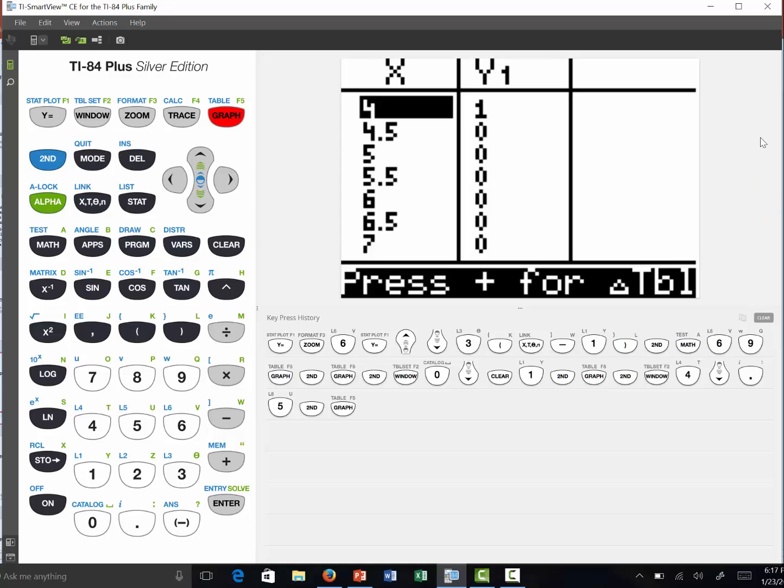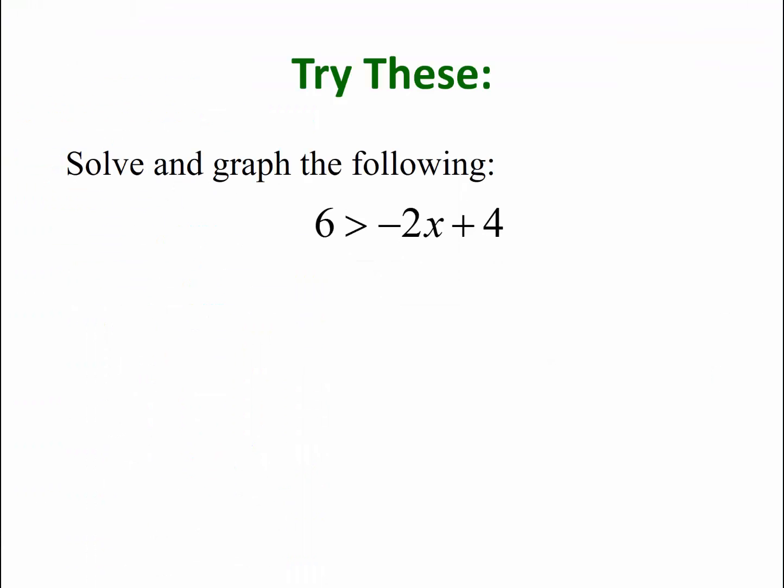Let's try another example. Now we have the inequality 6 is greater than negative 2x plus 4. To solve this algebraically, we want to get the x all by itself. We need to get rid of the 4 and the negative 2. Following the order of operations backwards, we get rid of addition first. We subtract 4 from both sides, and we have 2 is greater than negative 2 times x. To cancel the negative 2, I do the inverse operation, which is division, and we divide both sides by negative 2. Now if you recall, if you divide by a negative number, you flip the inequality symbol.